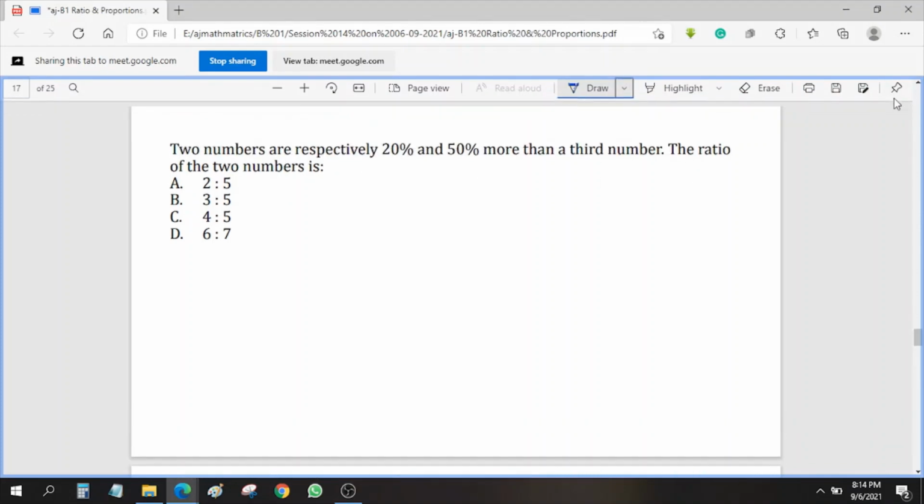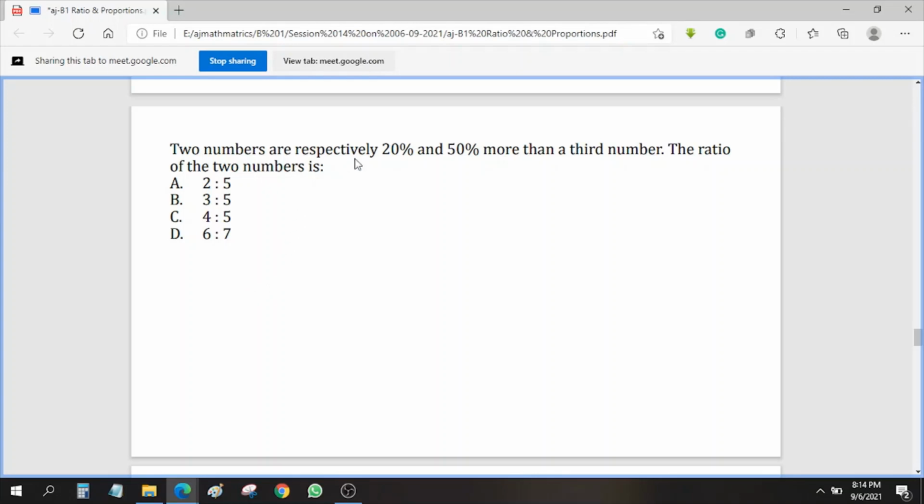Two numbers are respectively 20% and 50% more than the third number. So let's take the third number as x. Then we need to go with the second and first numbers.